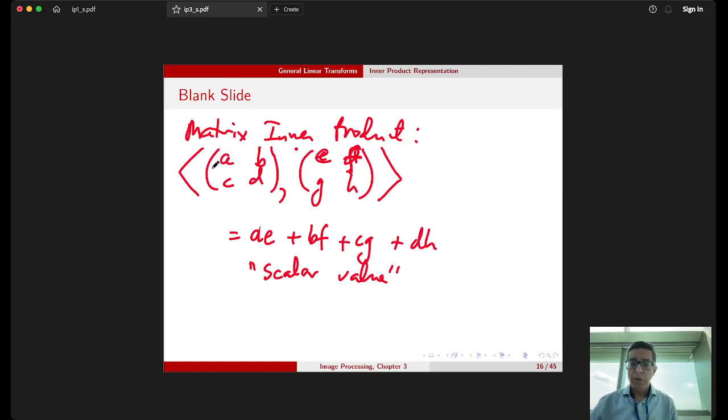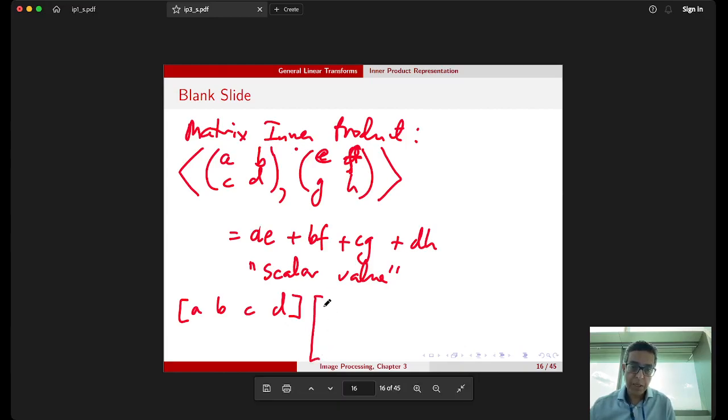I'll explain why we do this. But if you want to write this down using standard matrix algebra, what you would do is you unravel both of these into vectors. So you can write this as A, B, C, D, that's your first vector, and you leave it as a row vector. And the second vector becomes a column vector, and that's going to be E, F, G, H.